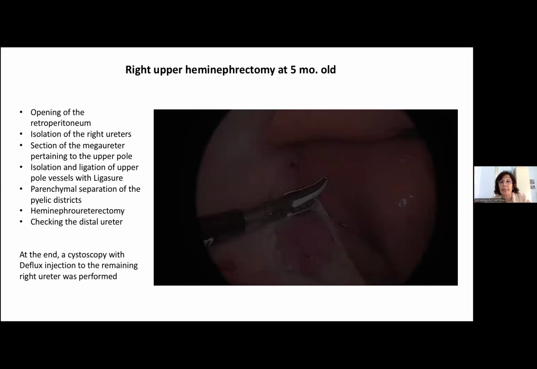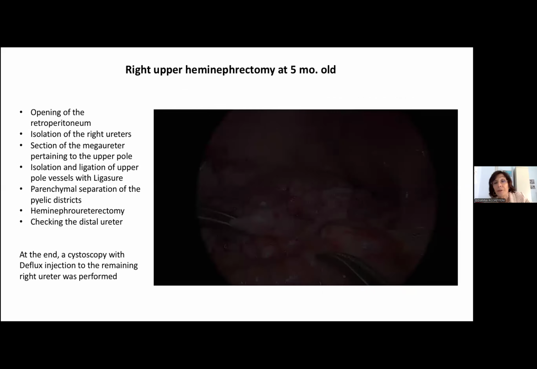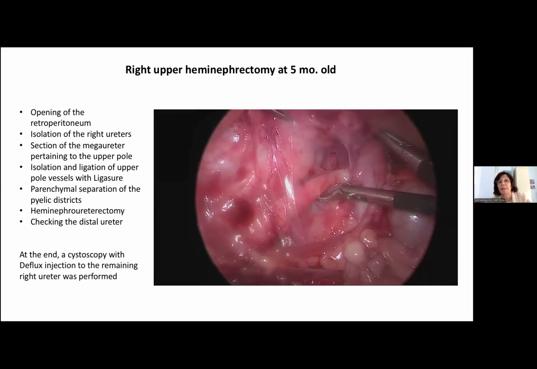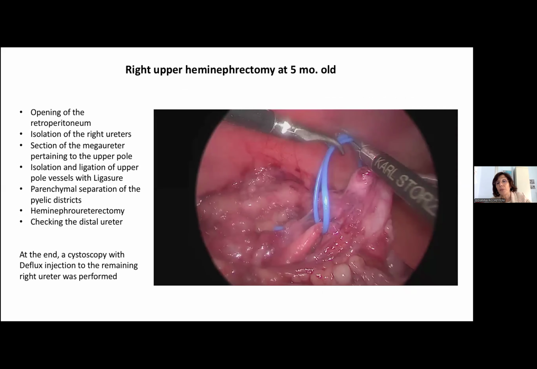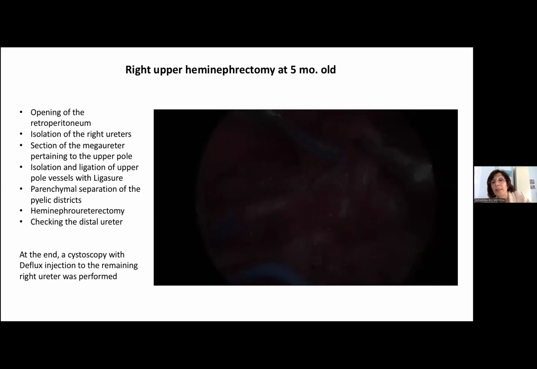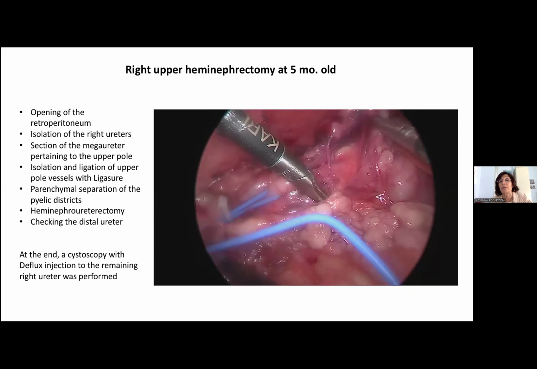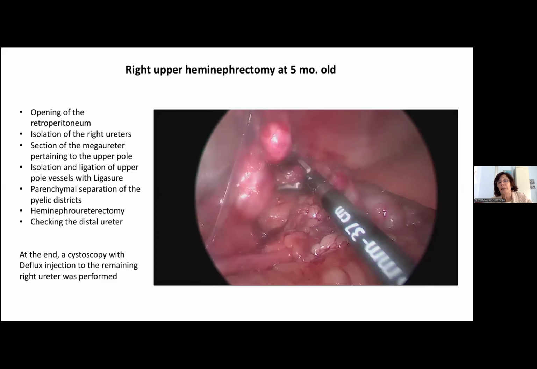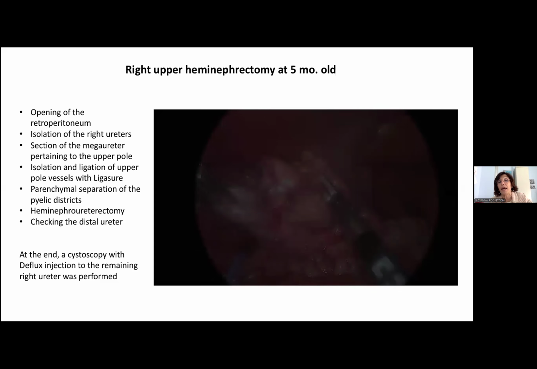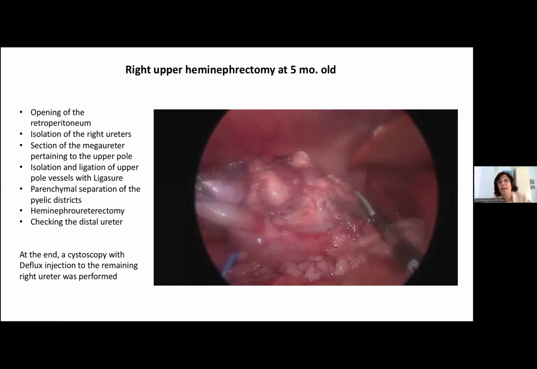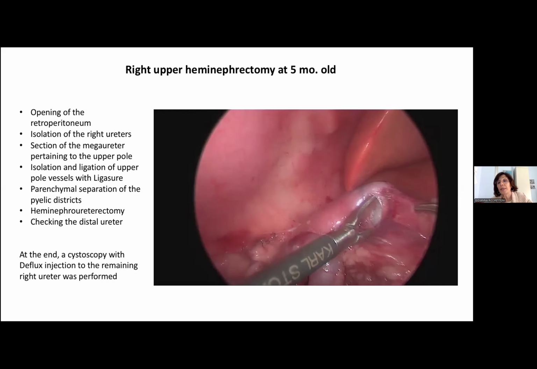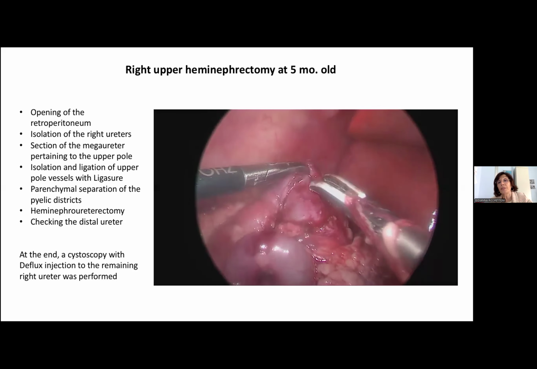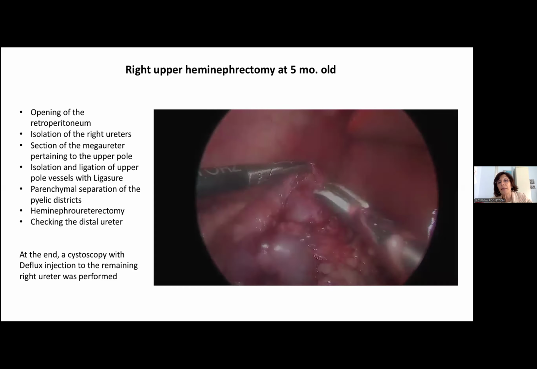I have to say that there are some differences between the two procedures. In this case, the lower ureter was identified and put on a vascular loop, and then the big tributary vessel of the upper pole was dissected. It was a well-identified vessel. Also in this case, they were treated by ligature.